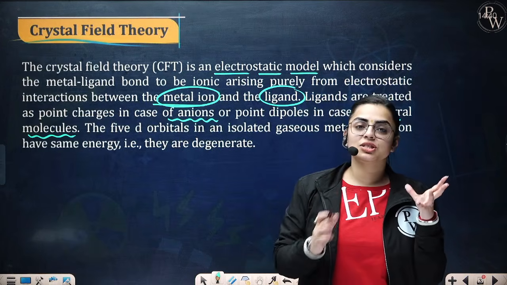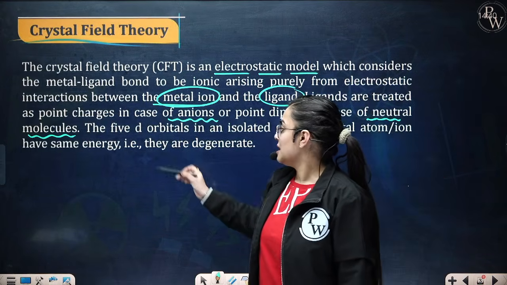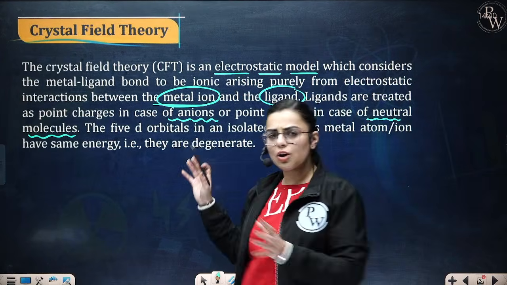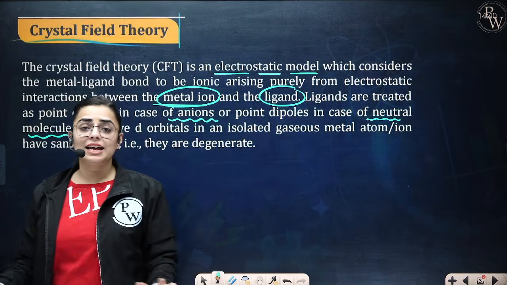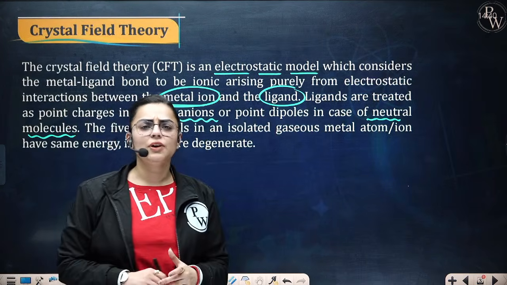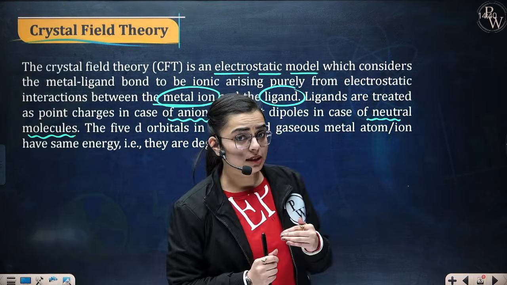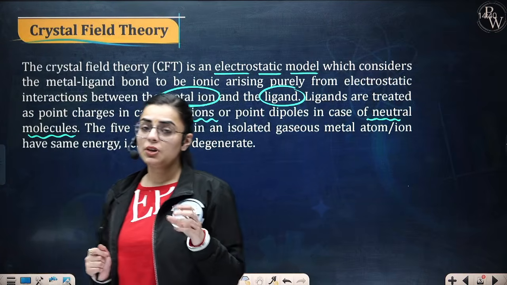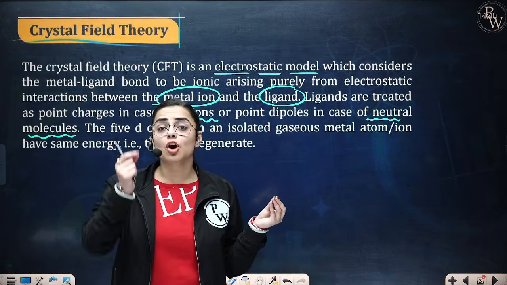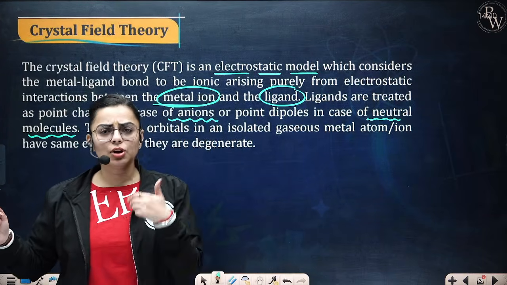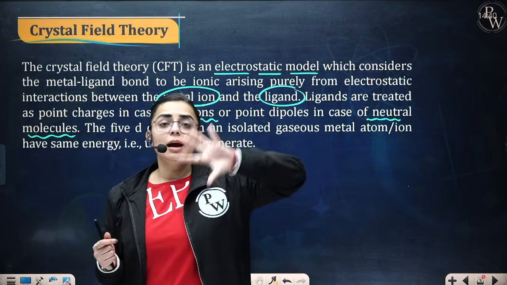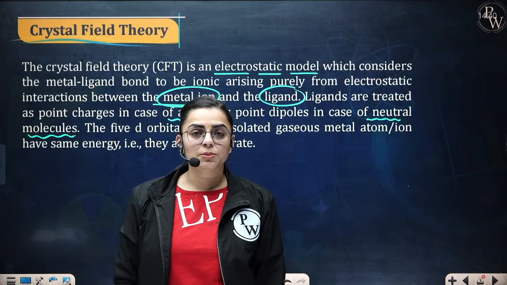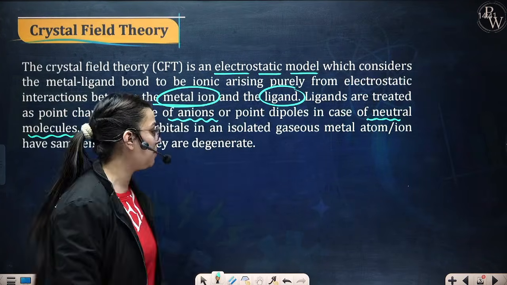Now comes the most interesting topic. The 5 d orbitals in an isolated gaseous metal atom have the same energy. What are the d orbitals? You have studied them in your class 11 atomic structure chapter, where you saw the shapes of the orbitals. If you don't remember, let me tell you.